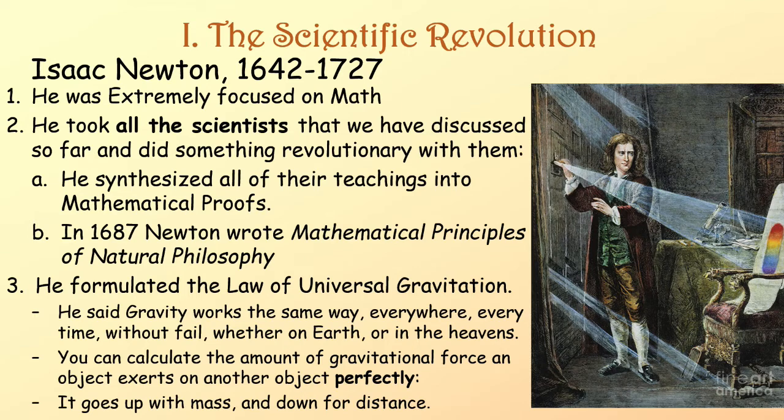And what he said in the law of universal gravitation was this: gravity works the same way everywhere, every time, without fail, whether we're talking about on Earth or in the heavens. And you can calculate the amount of gravitational force an object exerts on another object perfectly. It goes up with mass and down for distance.